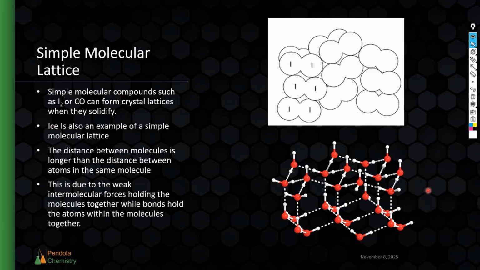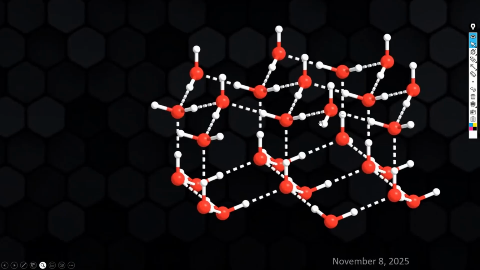Ice is a very specific example of a simple molecular lattice where we have the molecules, which are water, at the vertices. So a lattice that is molecular is made out of molecules at the vertices that are held in a specific arrangement. The distance between the molecules is longer than the distance between atoms in the same molecule. So, for example, in this water molecule, if we zoom in, the distance between the oxygen and the hydrogen is shorter than the distance between this oxygen and the hydrogen of a neighboring molecule.